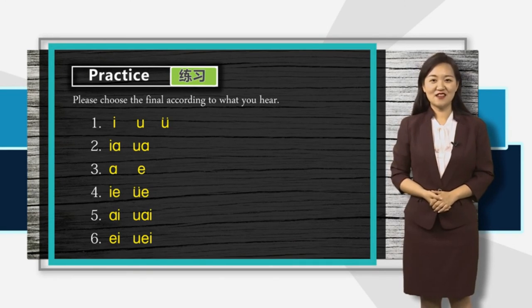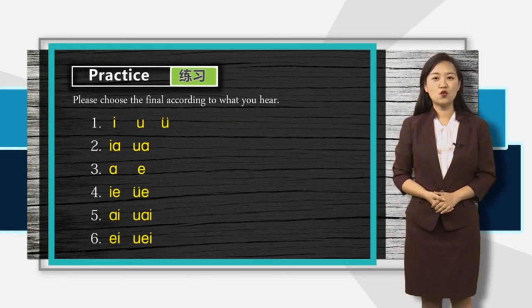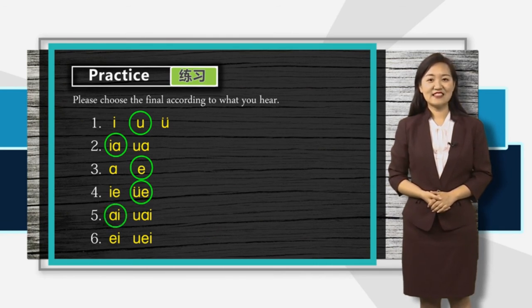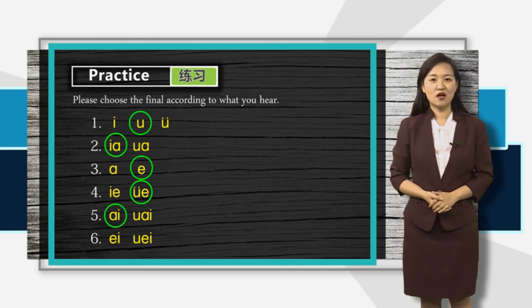Now let's do some practice. Please choose the right final according to what you hear. 1. U, u. 2. Ya, ya. 4. 约，约。5. I. 6. 微，微。Have you got it?